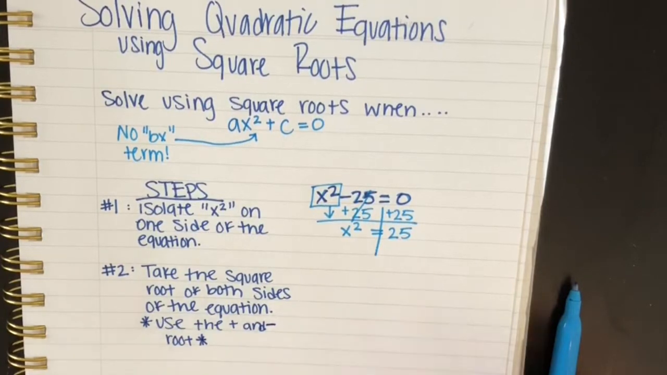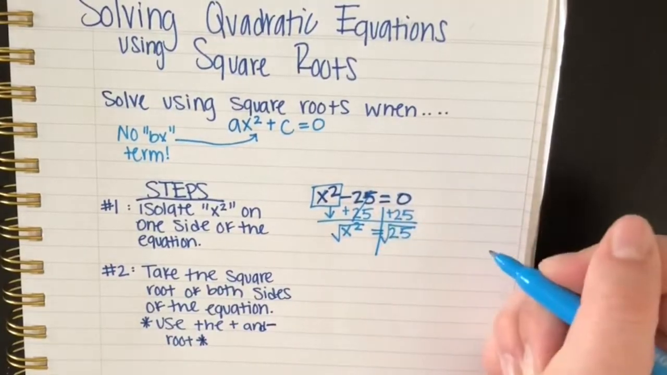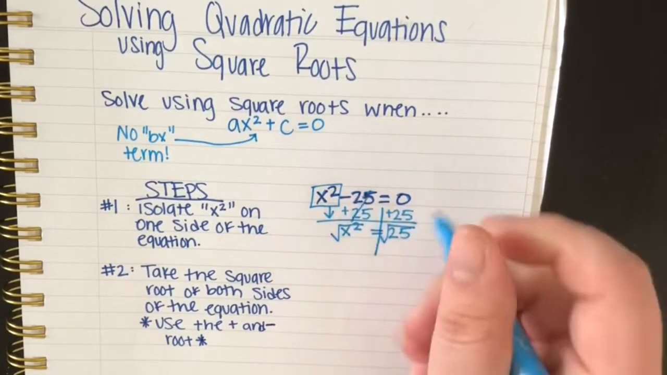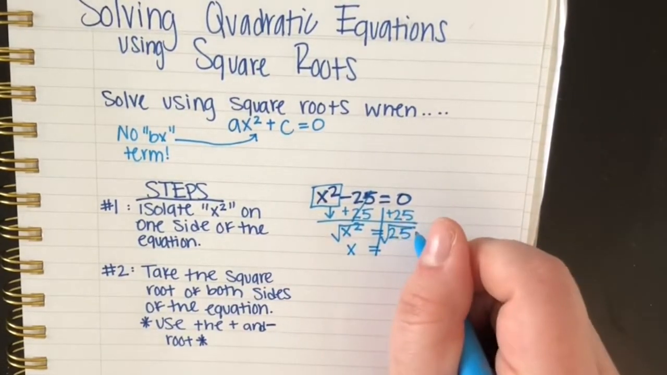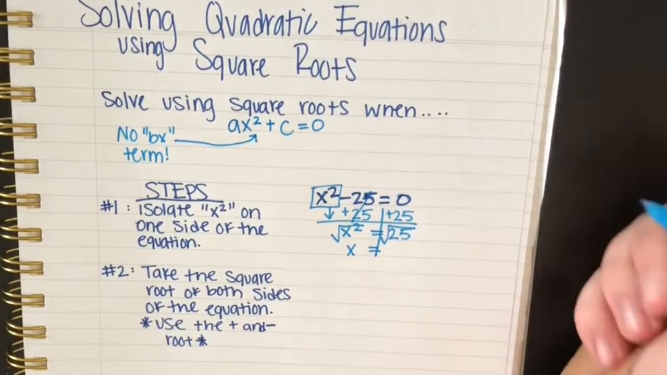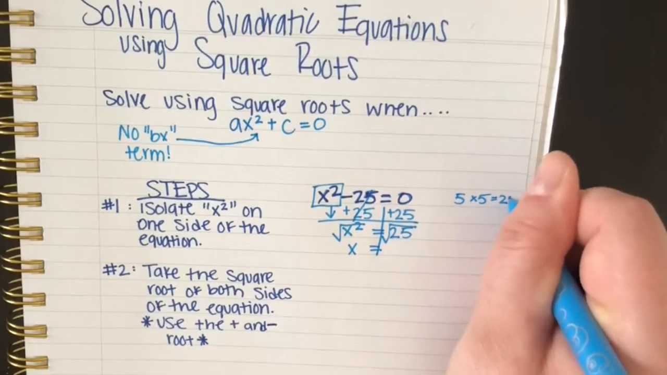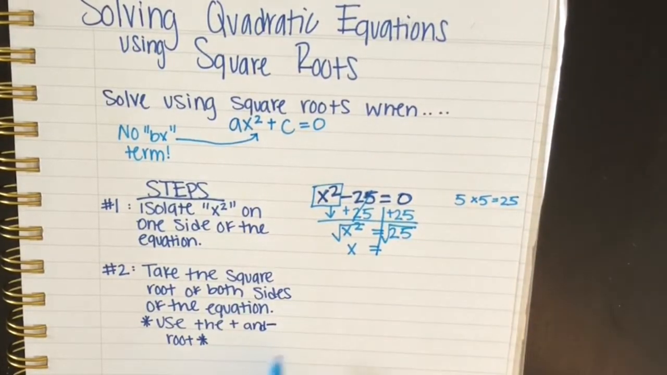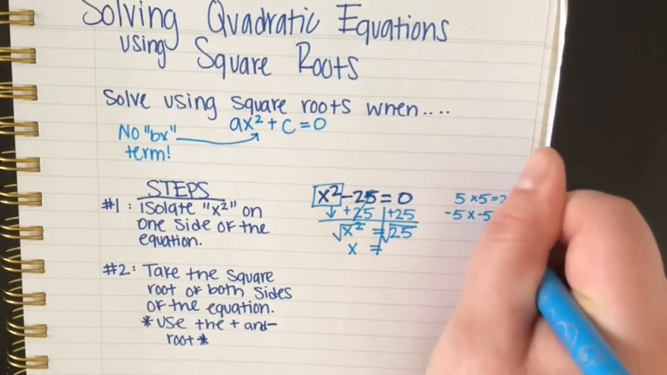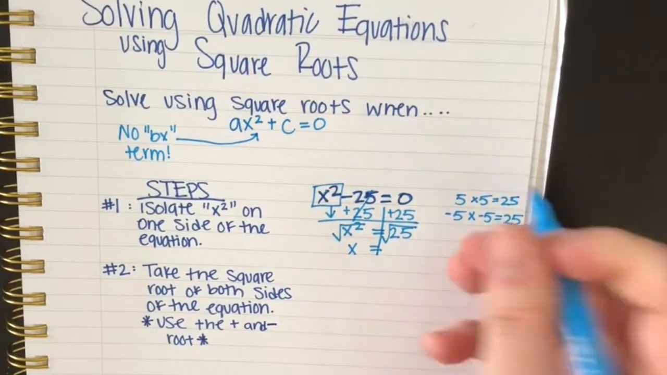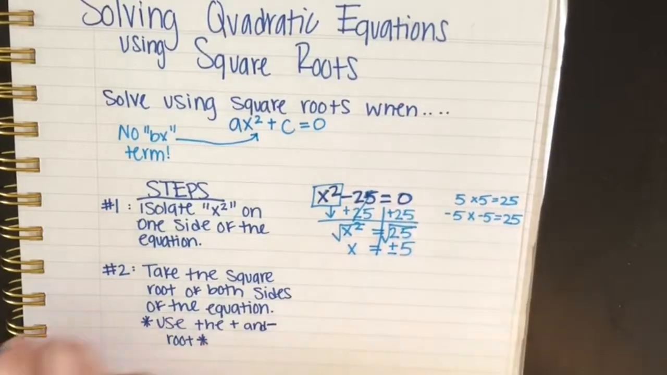Okay, so when we do that on our problem that we have up here, take the square root of both sides. So we're going to square root both sides of the equation. The square root of x squared is x. And now the square root of 25. We know the square root of 25 being 5 because we know that 5 times 5 equals 25. But it says to use the positive and negative root. That's because negative 5 times negative 5 is also positive 25. So we have to say that this is both positive and negative 5 as our answer.